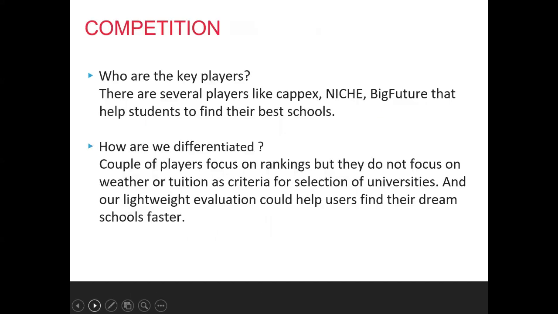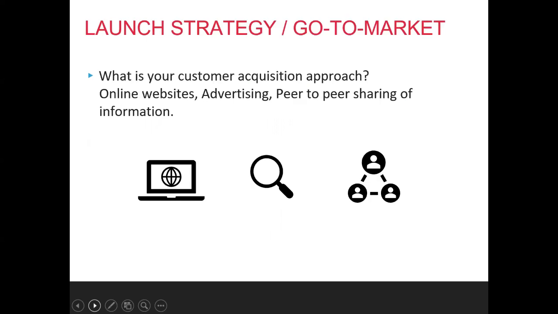So we do have competition. The big thing is a lot of the competition is a subscription service, so you have to pay for their services. By making ours completely free, we can beat some of that competition. And most of the competition focuses just on rankings. But again, we're using rankings, weather, and tuition as a selection, and the data is constantly updated. So it's a unique way of recommending universities that these other tools don't have. Next slide, please.